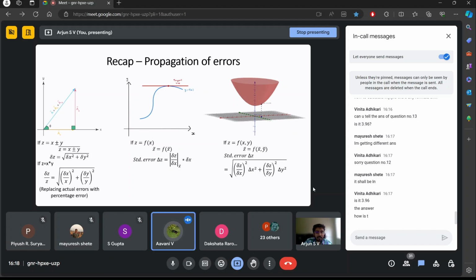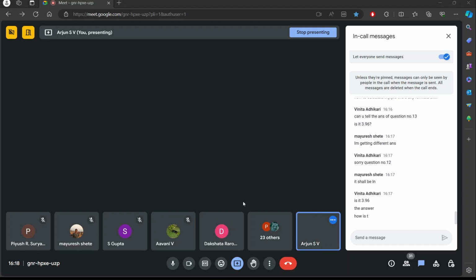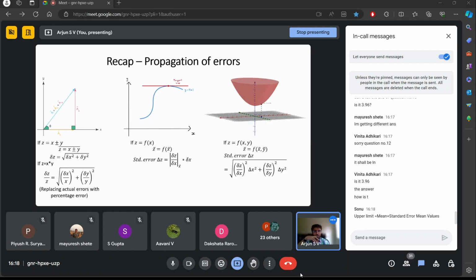For the 14th one, for the b value of ln(x), we should do delta x by x, right? Once again, let me see what the 14th question is. The 14th question: ln x a plus b, the b value is... yeah, you should do delta x by x only. You should do the same thing as multiplication, delta x by x into delta y by y.